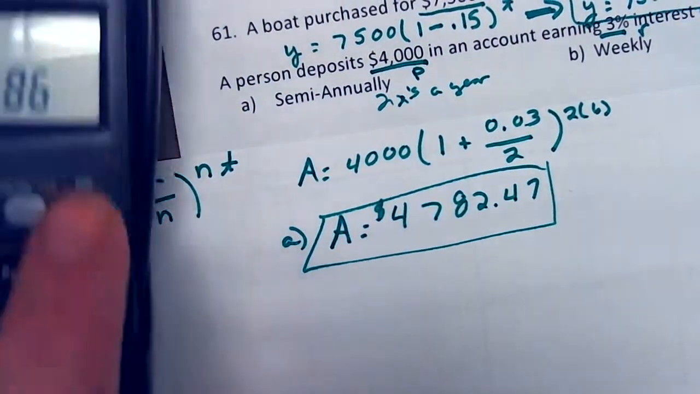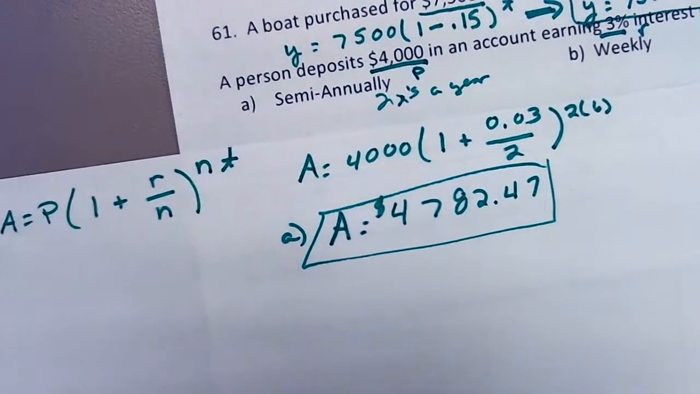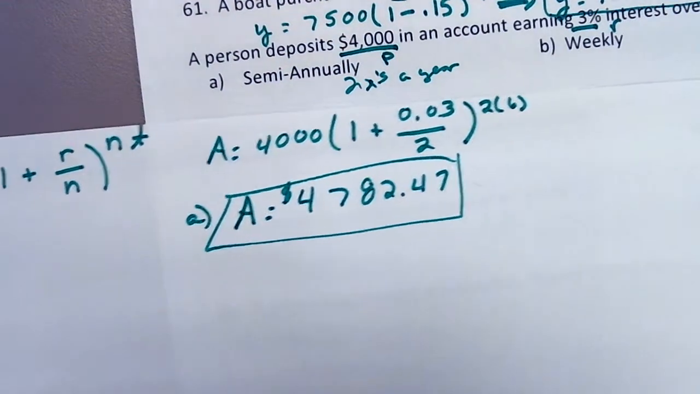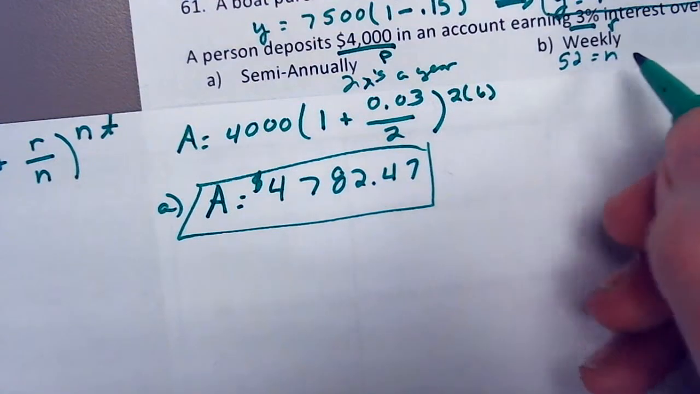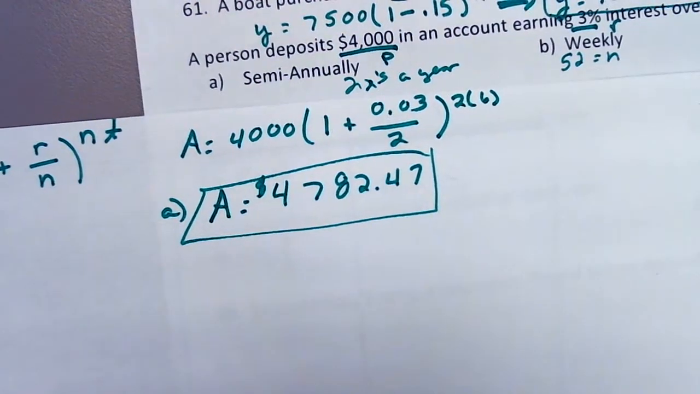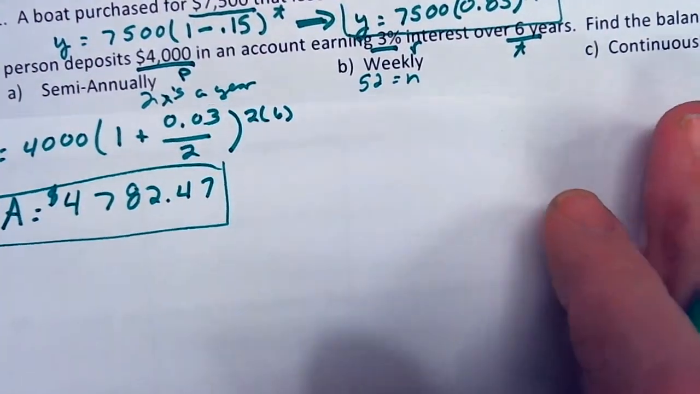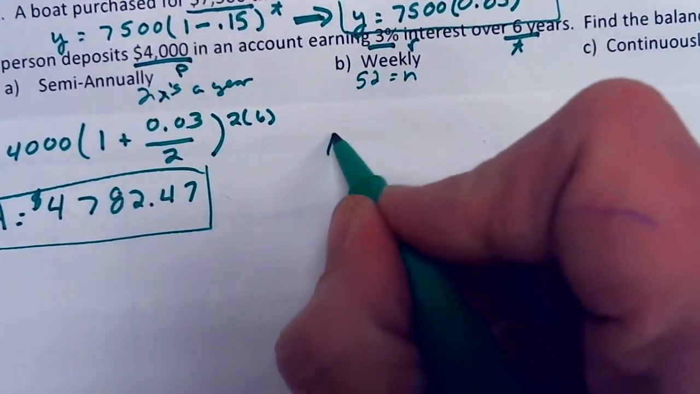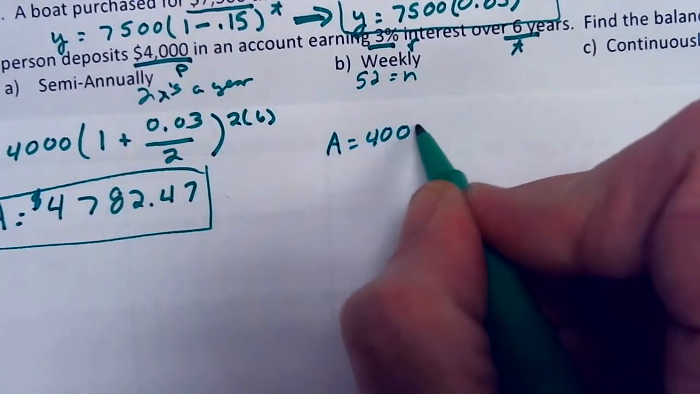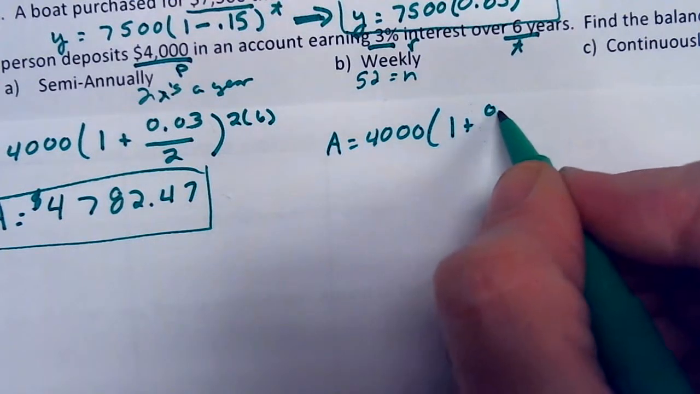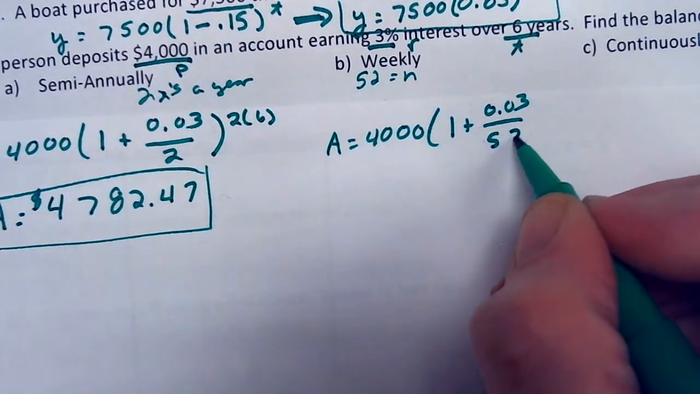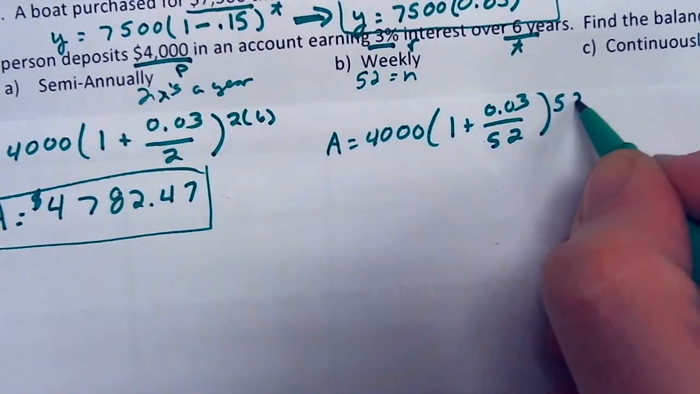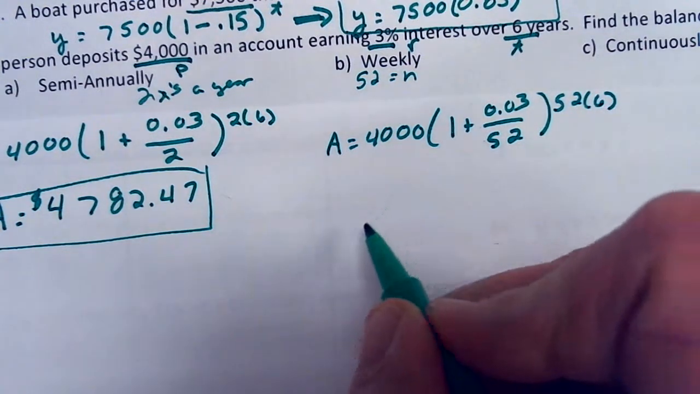For part B, what you're doing is changing the number of times it's compounded a year. You're doing it weekly. Well, that means it's 52 times a year, so 52 is equal to n. Everything else stays the same. So A equals 4,000 times 1 plus 0.03 divided by 52 now. And then the exponent is 52 times 6.